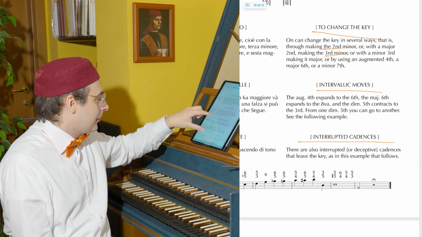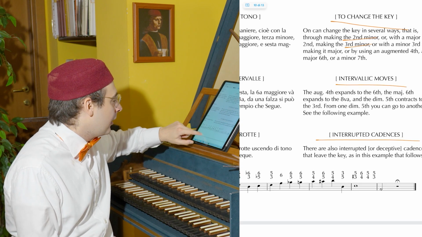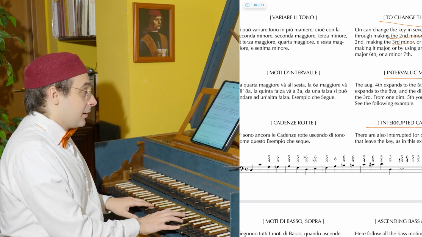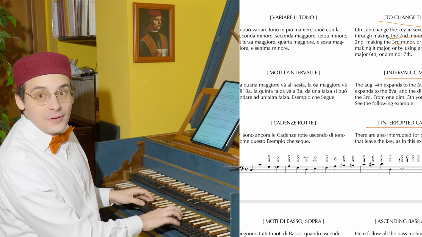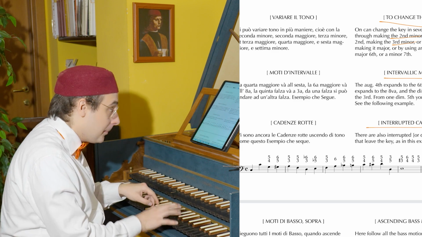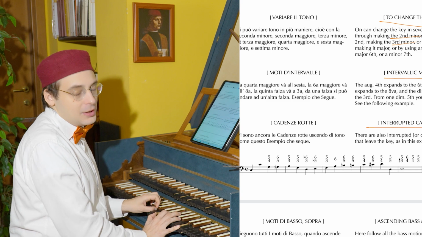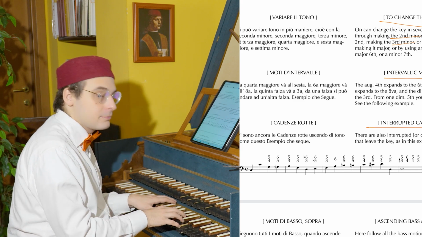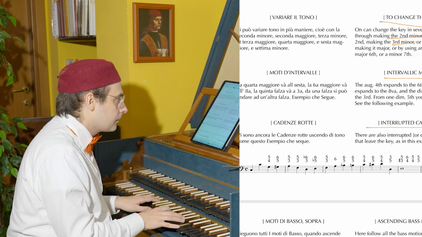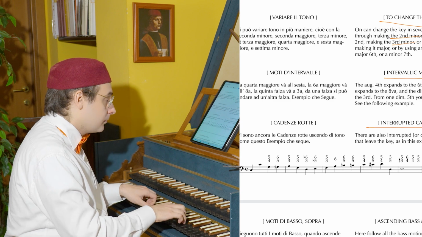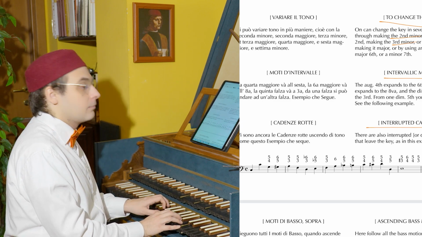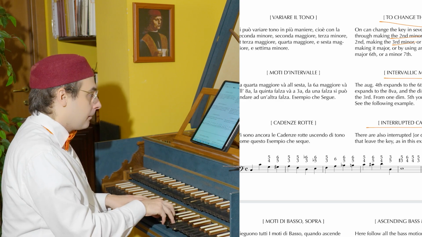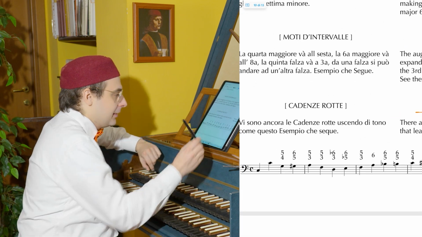So there are also interrupted or deceptive cadences that leave the key, as in this example that follows. Now, let's play this example. Okay, as you can see now, instead of fa, mi, fa, we have. Not a true cadence. As you can see, we have this broken cadence, deceptive.